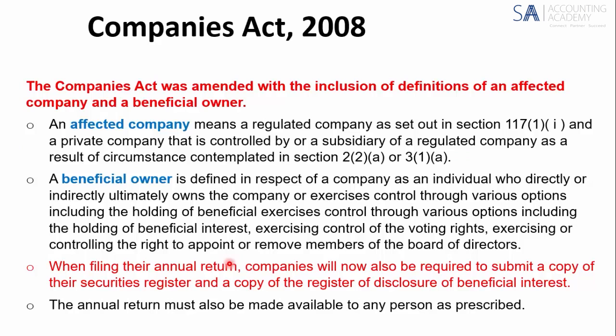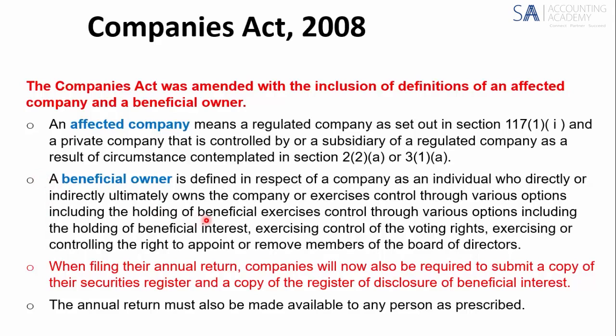In terms of the Companies Act, what they've done is they've now included the definitions of an affected company and a beneficial owner. So an affected company is a regulated company and a private company that's controlled by a subsidiary of a regulated company. And on the second slide you'll see if they're not an affected company, they still have to include the beneficial owners. A beneficial owner, who is it? Somebody who directly or indirectly owns the company or exercises the control.